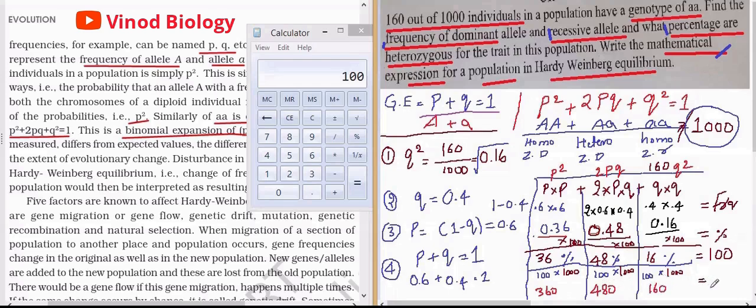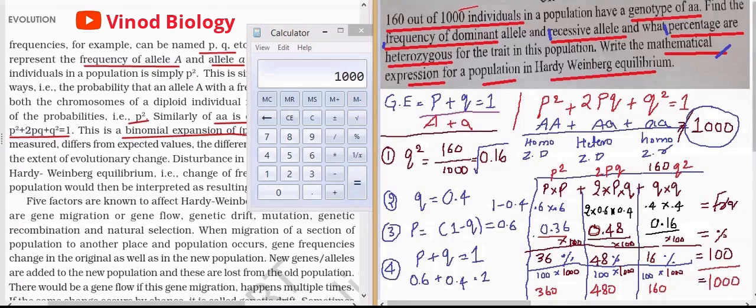If you see the total count, of course it is the same 1000, because we need to find the total. You mentioned 1000, right? So 160 recessive plus 360 homozygous dominant plus 480 heterozygous is 1000. So this is the method of calculation. You can randomly change this number and prepare your own question. Simple.